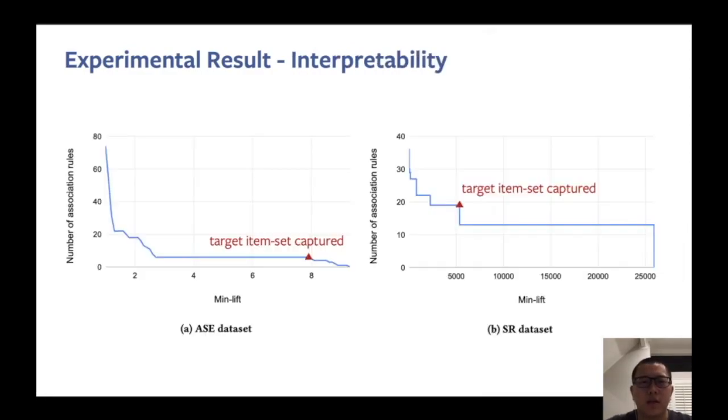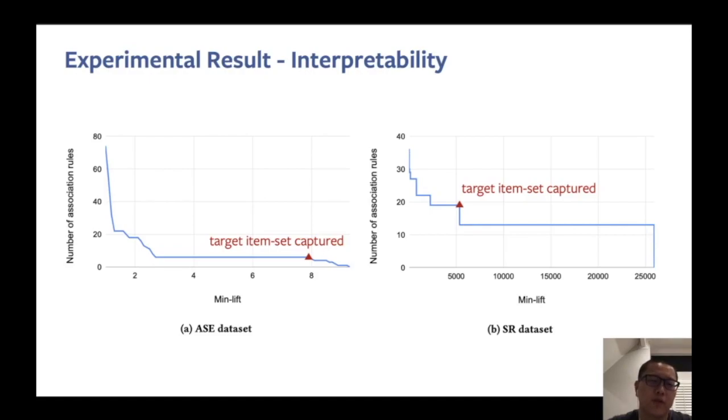Now let's look at the interpretability of the analysis. On the left-hand side, we have the number of association rules reported versus minimum lift, which is the variable in our configuration, for the ASE dataset. On the right-hand side, we have the same thing for the SR dataset. The red triangles mark when the target item sets are captured for each of these problems.